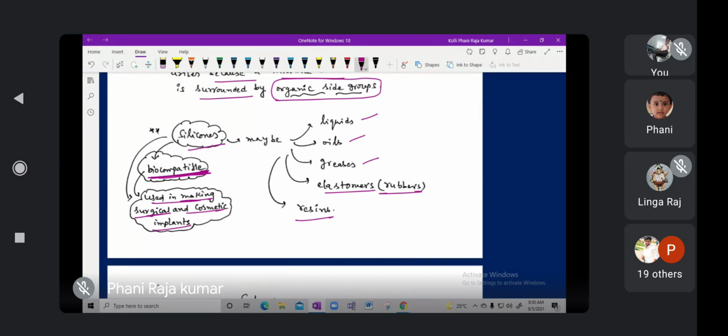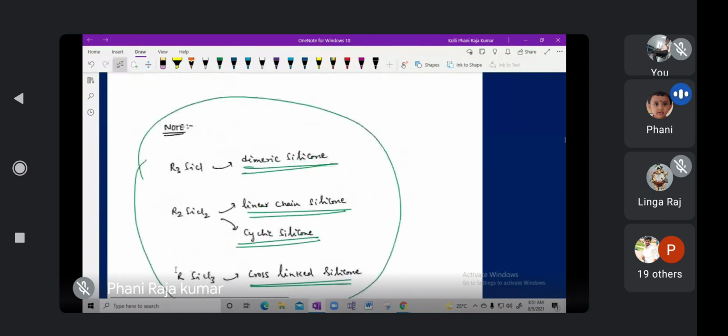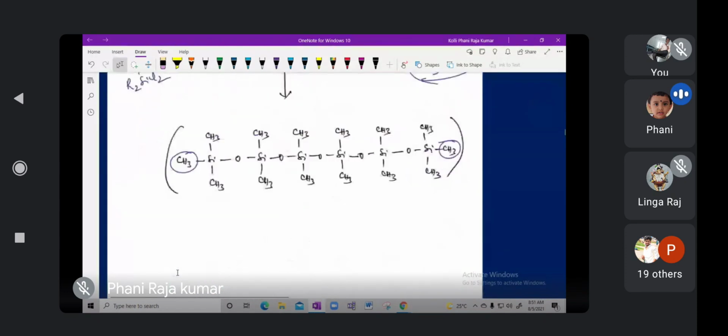That's why they introduce silicones as a part of this chapter. Very useful compounds: water repellent, electrical insulators, oils, greases, rubbers, elastomers, resins, and biocompatible. That's why we are using these silicones in making surgical and cosmetic implants. These are the few points about silicones.